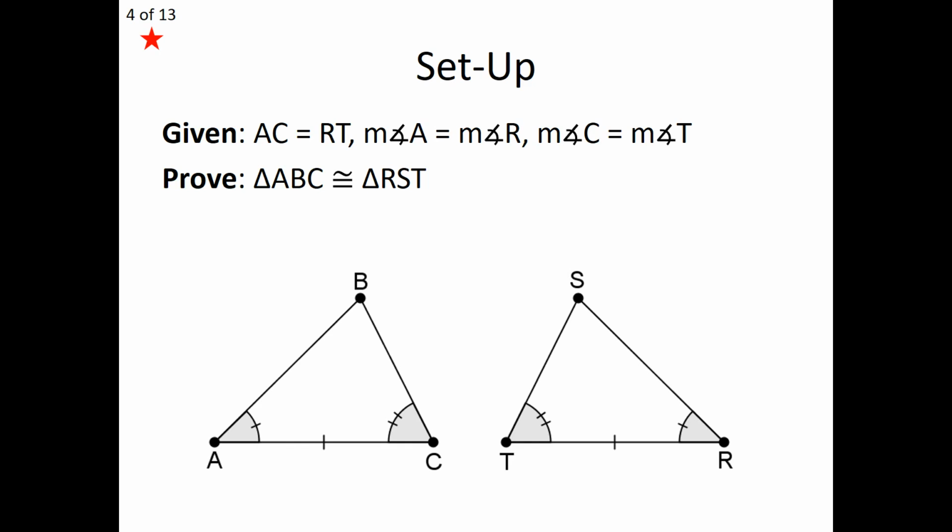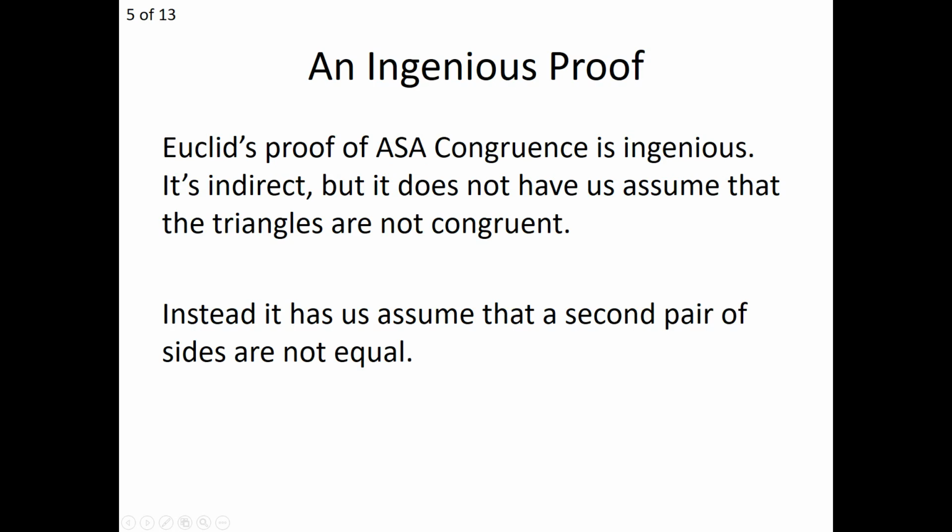We're going to take a page out of Euclid's proof, because the way he did it was absolutely ingenious. How did Euclid prove angle side angle congruence? He did it through contradiction, an indirect method. If we jump into an indirect method, we make an assumption about the negation of our proof statement. Our proof statement is to prove that triangle ABC and triangle RST are congruent, so we assume the negation: that they're not congruent.